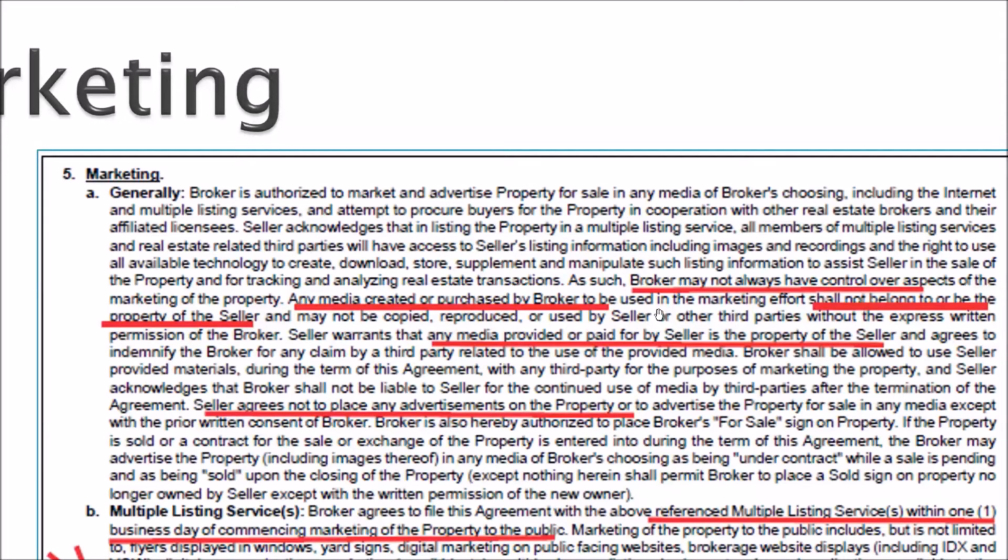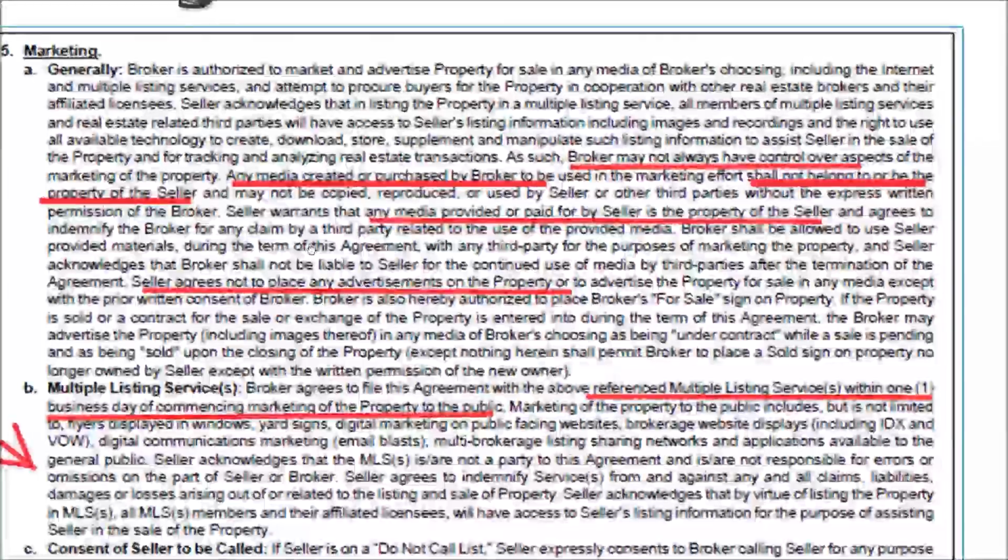It says, look, Mr. and Mrs. Seller, we do not always have control over the marketing. For example, we know that Zillow, Trulia, a lot of the online listing sites sweep the information from the MLS services, and we as the broker slash agent don't necessarily have control over that type of marketing. And then it talks about media, and that the seller agrees not to place any advertisements of the property themselves without prior written consent of the broker.